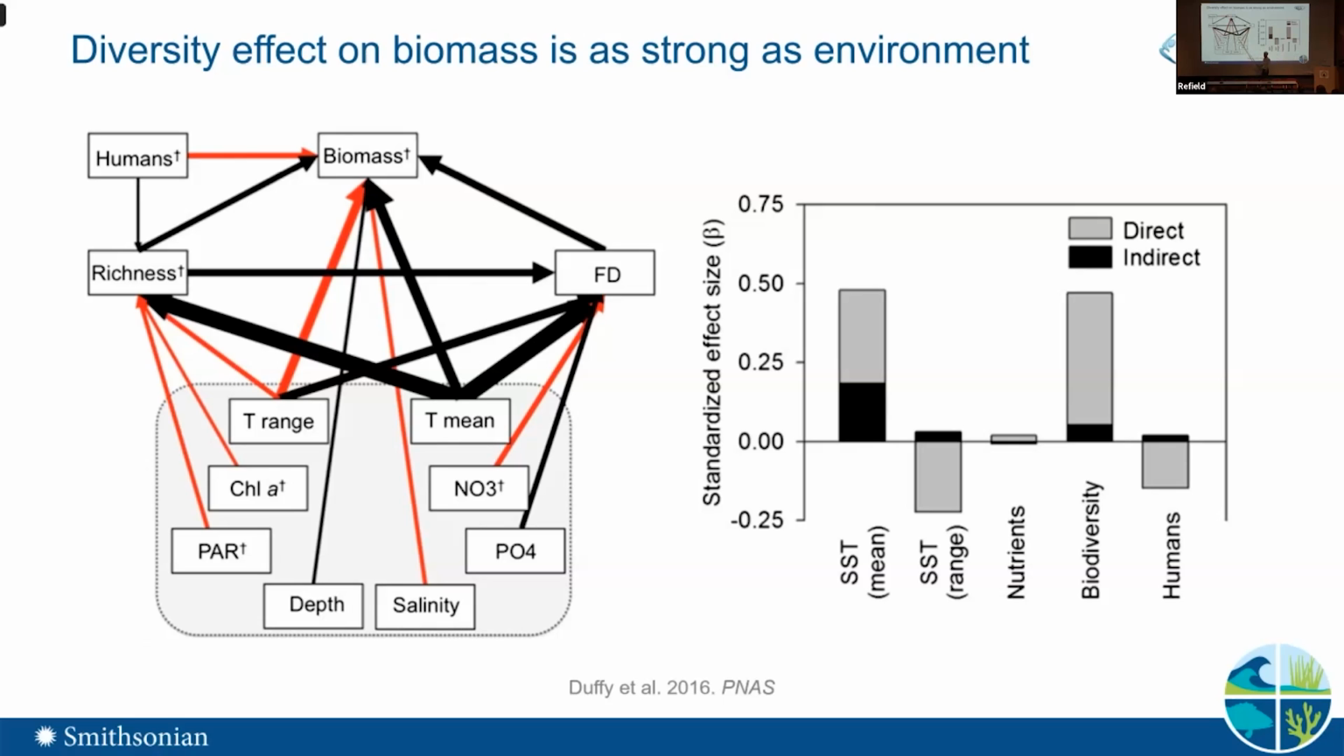Now, not surprisingly, temperature is still a strong driver, but it's perhaps a bit easier to compare these by summing all of those paths and showing them over here. And what we see is that the standardized effect size, the relative influence of biodiversity, is comparable to that of temperature across this large global range, which I found quite surprising personally, but that turns out to be not an uncommon finding, as we'll see.